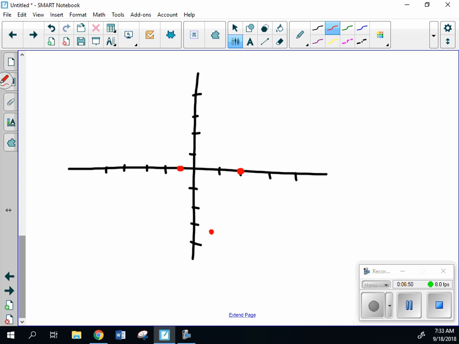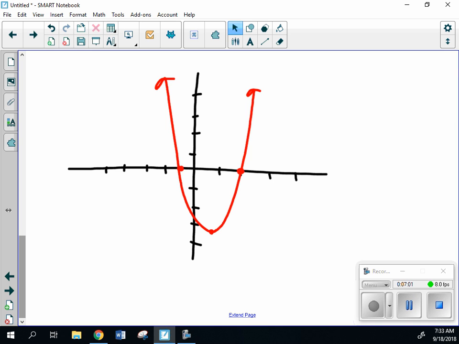Well, now I've got the U shape that I need. I know it kind of looks like a V right now, but you've got to make it so it's that U. And there's my quadratic. Again, use your vertex and your zero points in order to figure out what the shape of the parabola will be and what it's going to kind of look like.